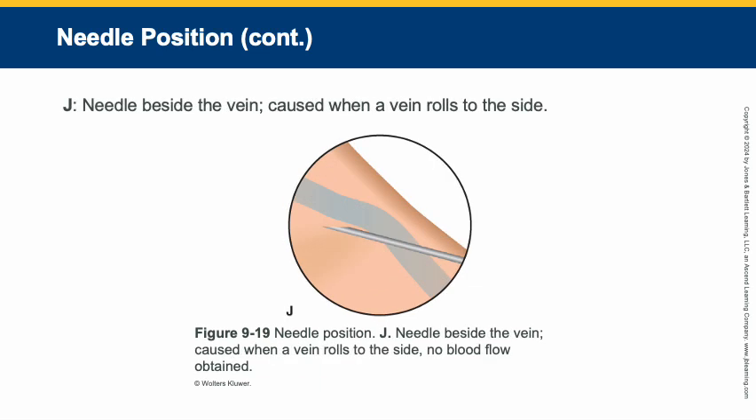This is where the needle is beside the vein. It's caused when the vein rolls to the side and nobody held that vein down. The phlebotomist didn't hold the vein down to keep it from rolling, and you went beside it.